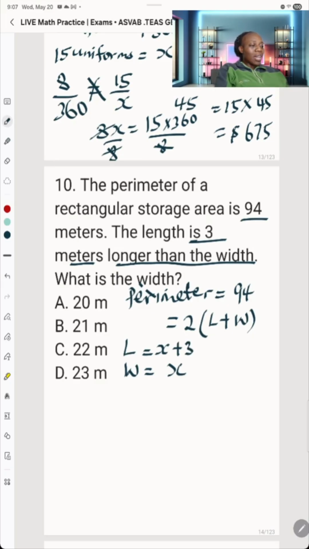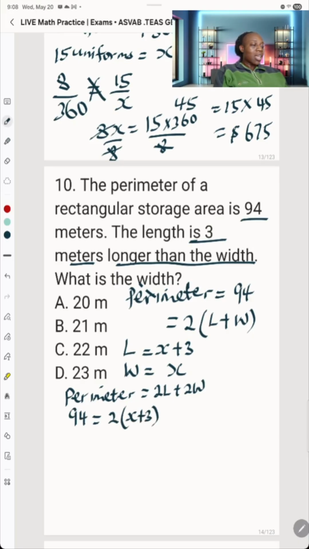So we can now go back to our perimeter. What is the formula? Perimeter is 2 length plus 2 width. Then let's put our values. This is 94 equal to 2 length, that will be 2 into x plus 3, that's the length, then plus 2x. So from that, we can now do 94 equal to 2 times x, 2x, 2 times 3, plus 6, plus 2x.